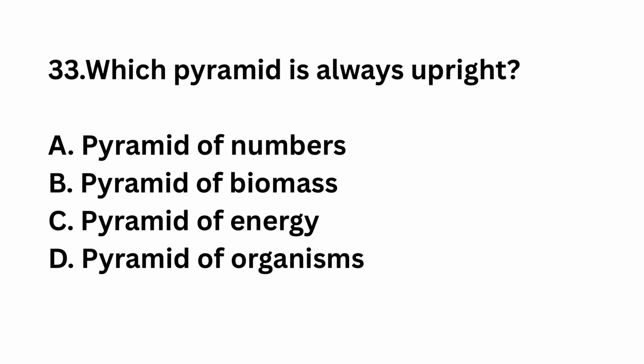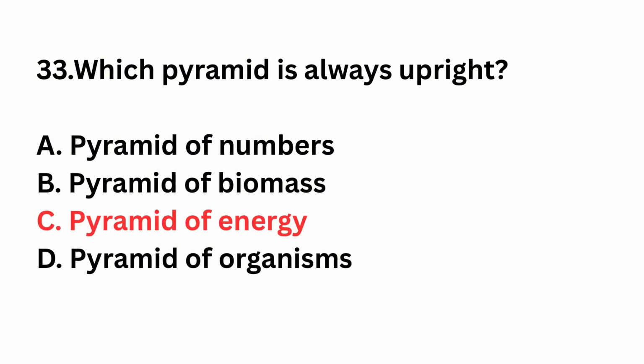Pyramid of numbers, pyramid of biomass, pyramid of energy, pyramid of organisms. The right answer is option C, pyramid of energy. Energy decreases at each trophic level.